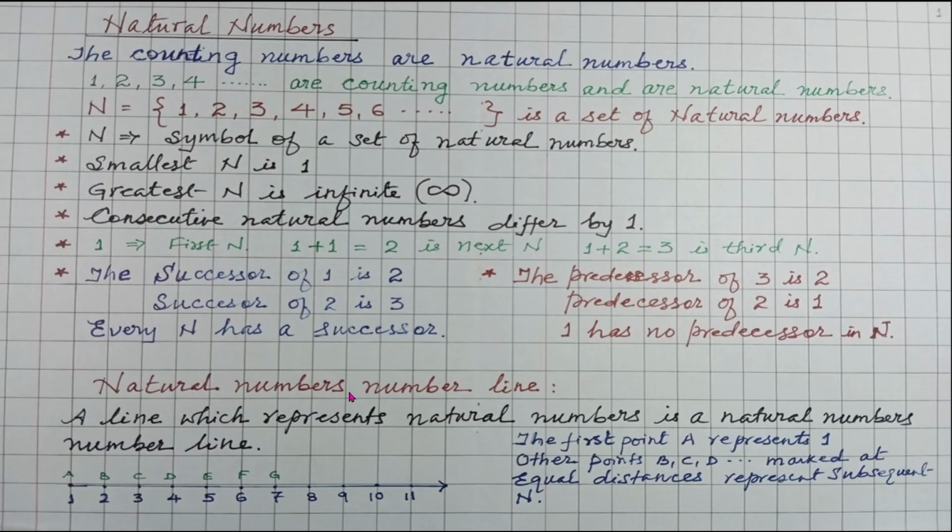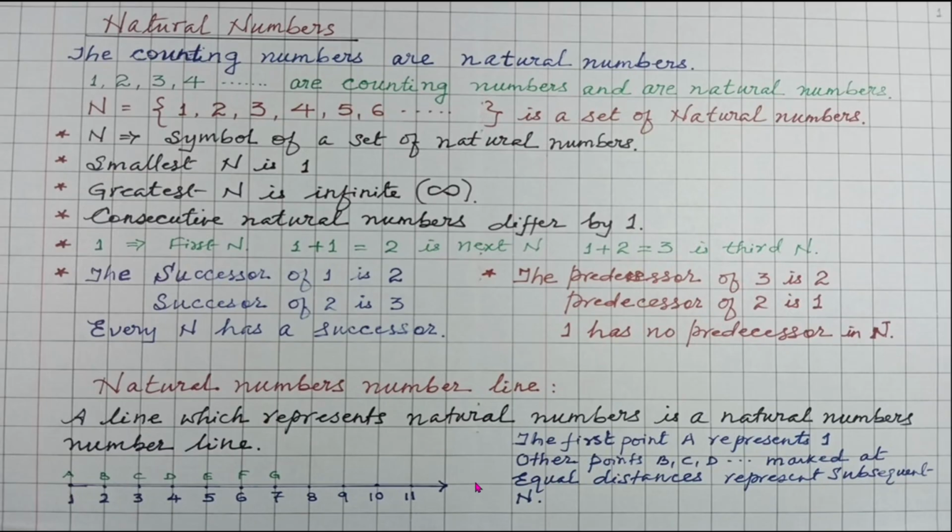Now the natural numbers can be represented on a number line. First of all, what is a number line? A number line means a line which represents numbers. A line which represents natural numbers is a natural numbers number line. How do we draw a natural numbers number line?